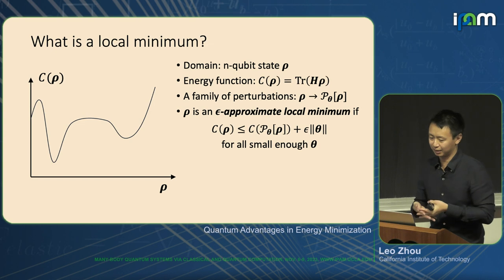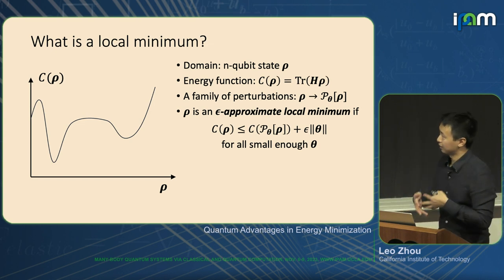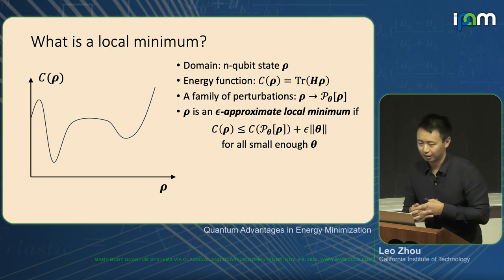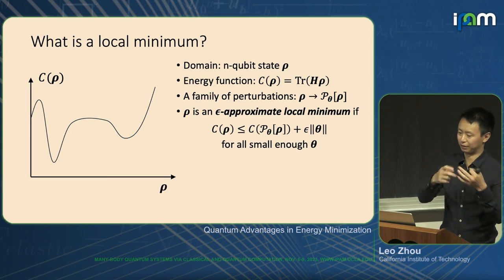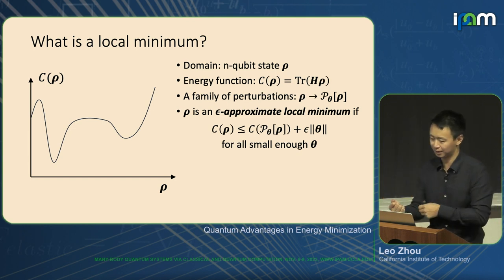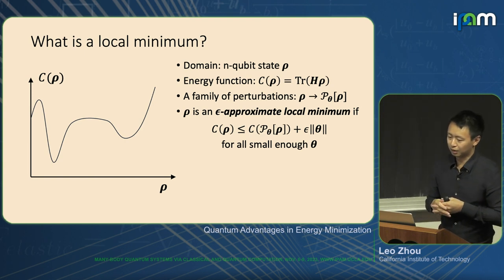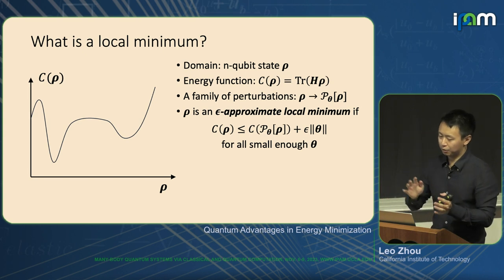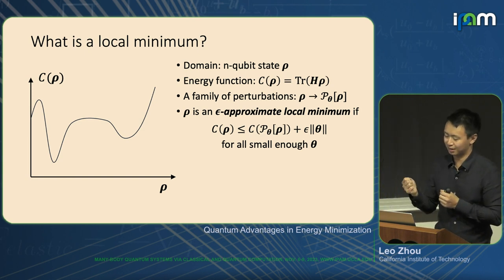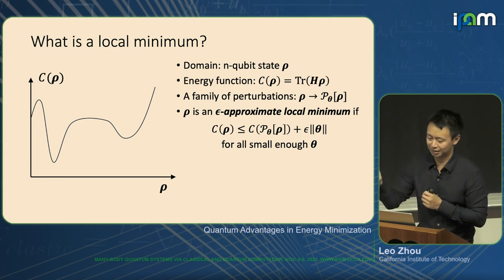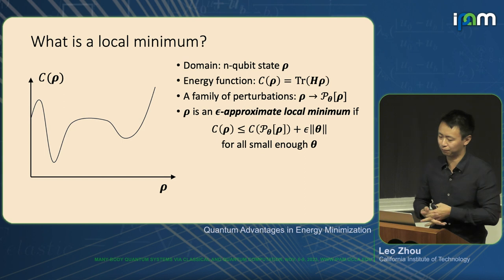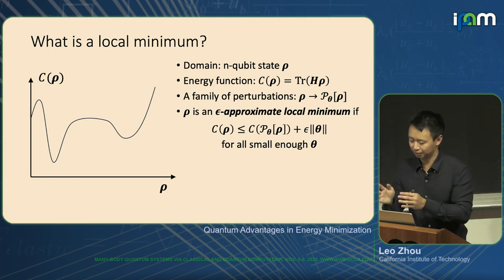So here, in a quantum system, the setting is that you have a domain that's an n-qubit state, and the energy function is some expectation of a Hamiltonian. But then you also need to define a family of perturbations that you care about. For example, this could be some local unitaries, as in VQE, or it could be Lindbladian evolution or a quantum channel. So any way that can perturb quantum states, you could consider as a family of perturbations. So we call a quantum state rho an epsilon-approximate local minimum whenever, if you perturb the state, it has to increase energy up to this epsilon error that also scales with the size of the perturbation, for all small enough perturbation parameters theta.